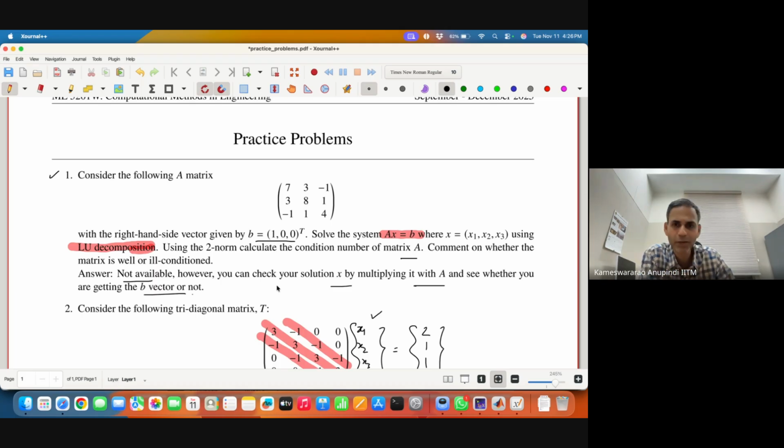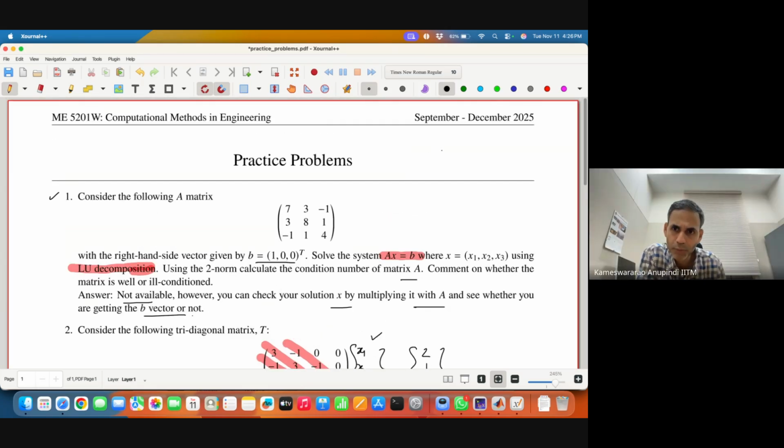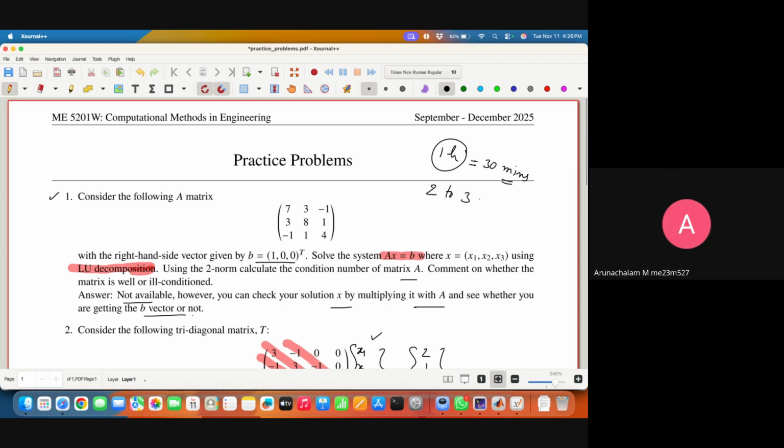So the exam will be for 1.5 hours, right? Yes, sir, 1.5 hours. I'll try to put it for about 1 hour so that you have 30 minutes to verify and do other things. If you have made a mistake, you can correct it. Maybe I'll put 2 to 3 questions.